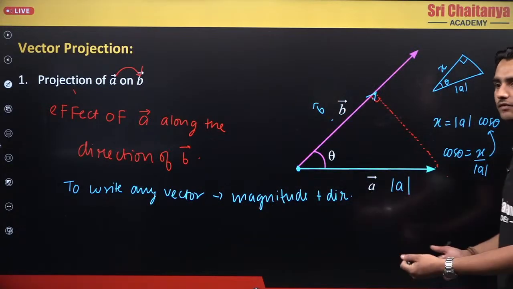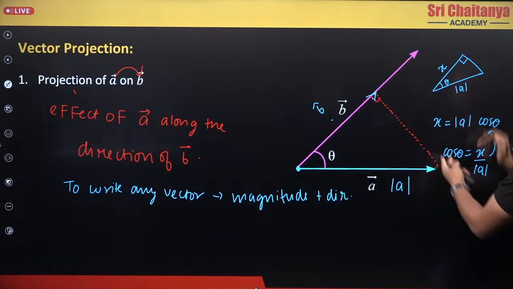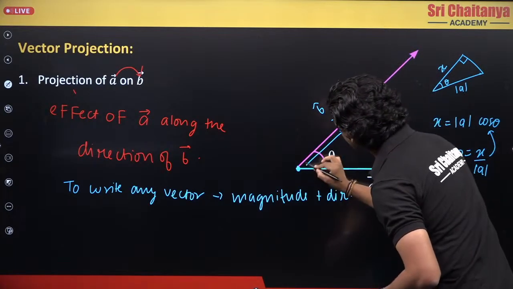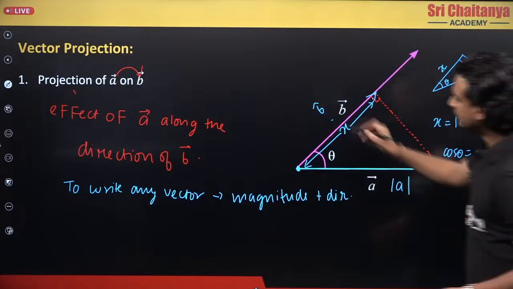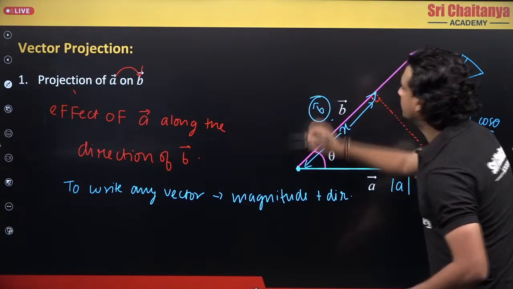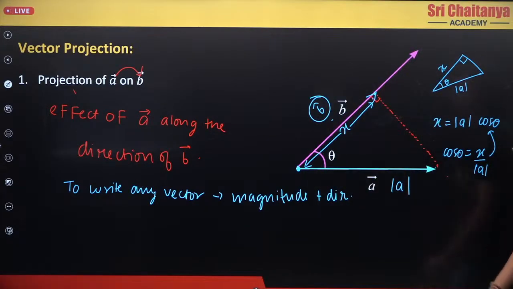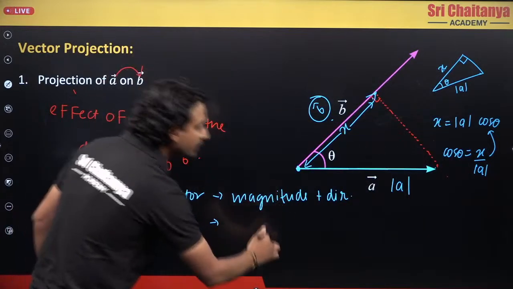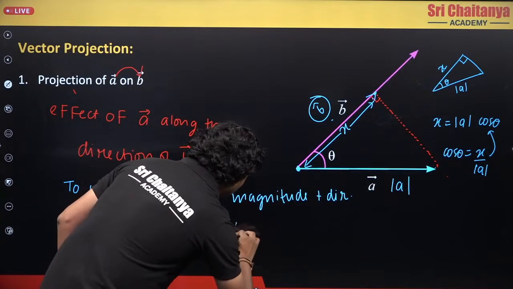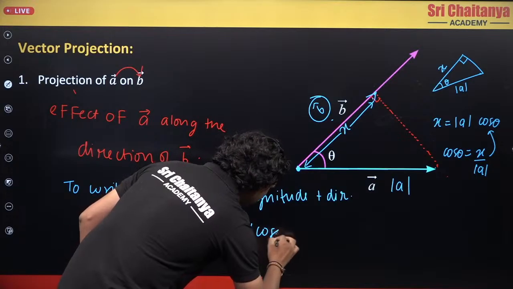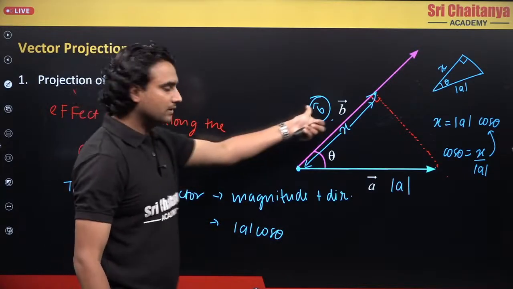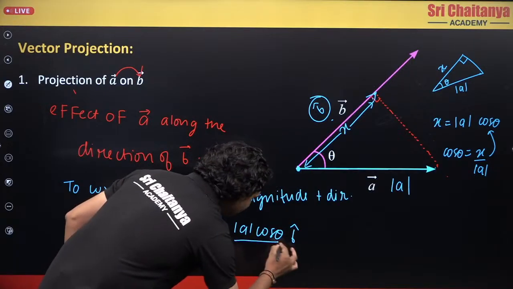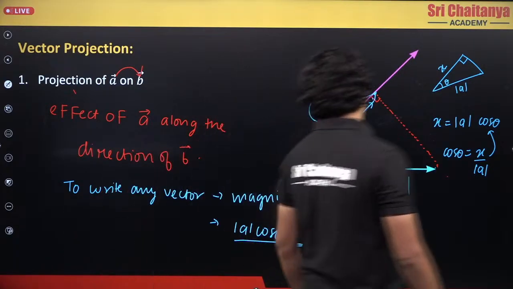Now what is the magnitude we have? The magnitude is this length x, which we want to find. But what about the direction? The direction will be given by the unit vector of B. So this will be equal to magnitude, mod A cos theta, and the direction is given by the unit vector B. This gives me the magnitude and this gives me the direction.